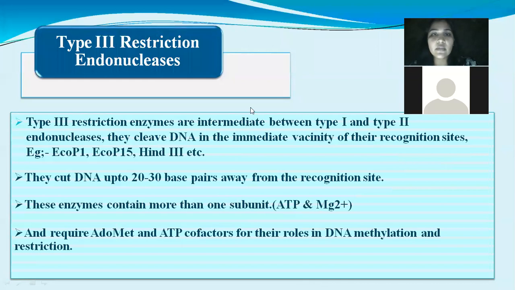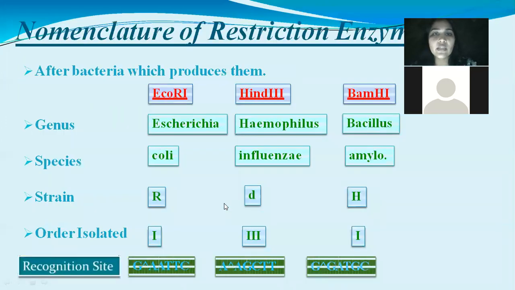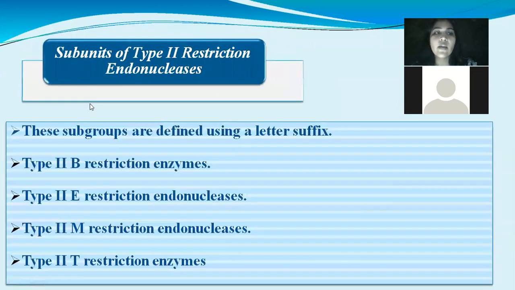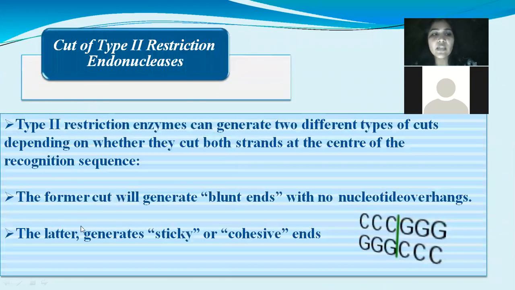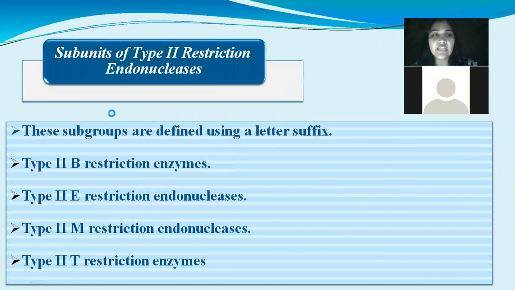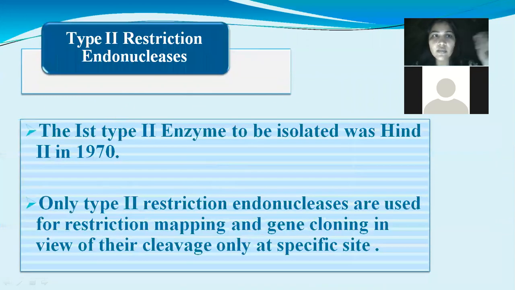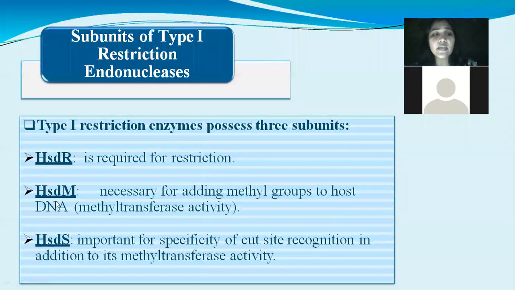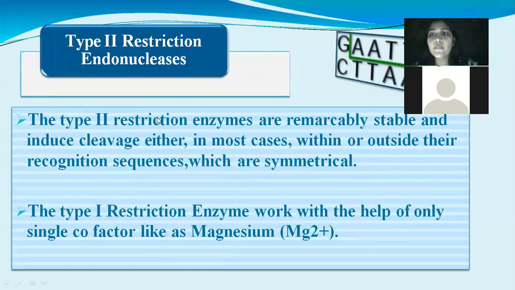It also needs some subunits or cofactors to work properly, conduct the DNA methylation, and further go ahead and have the restriction done, and the DNA cut. So there are no subunits in the type 3 restriction endonucleases, I guess. For type 2, we had these subunits, and for type 1 also we had subunits, let us see, which are HsdR, HsdM, and HsdS. Okay.